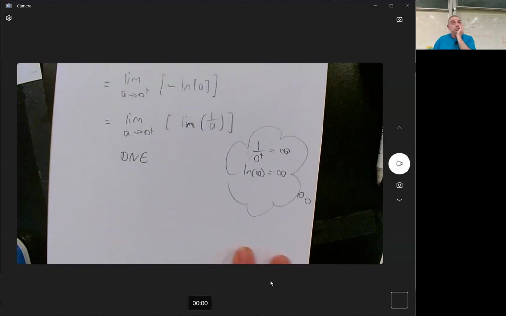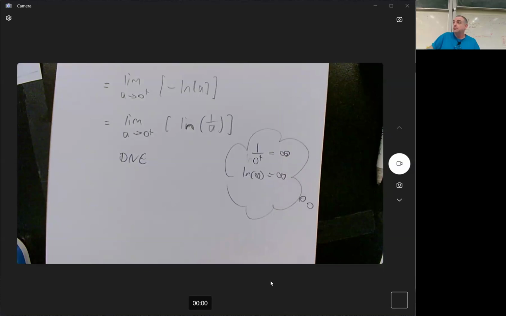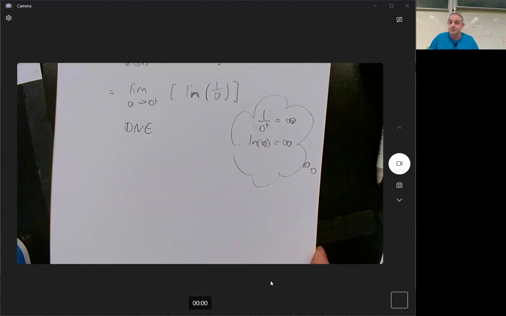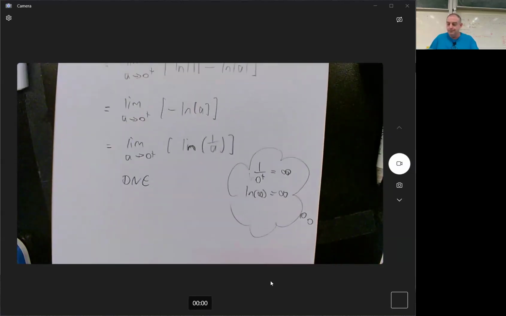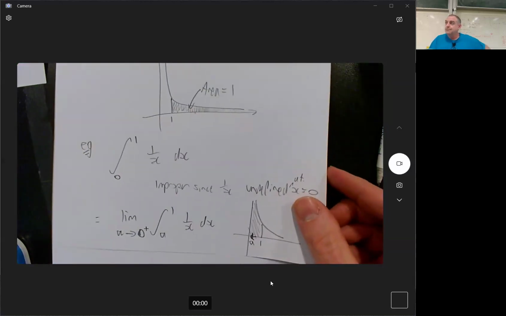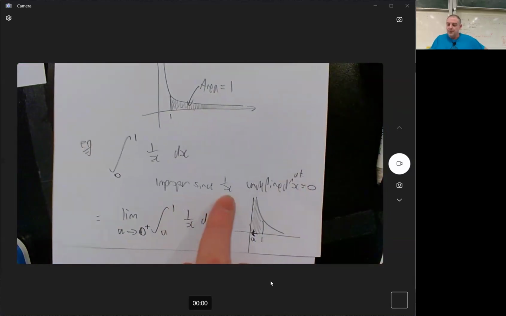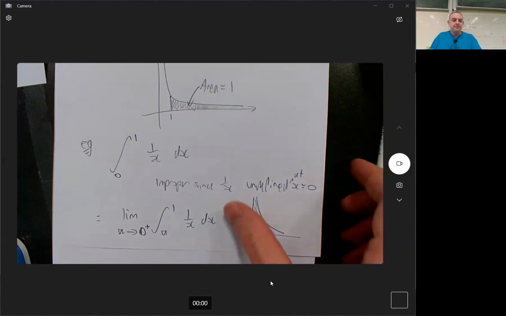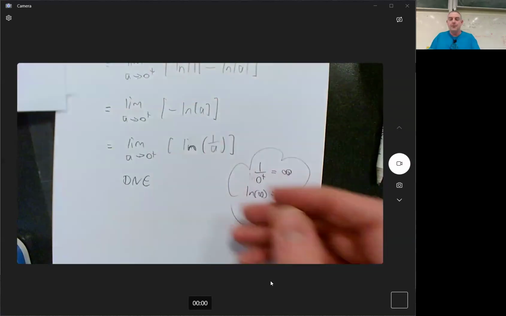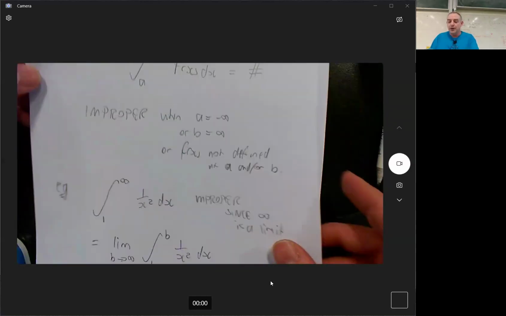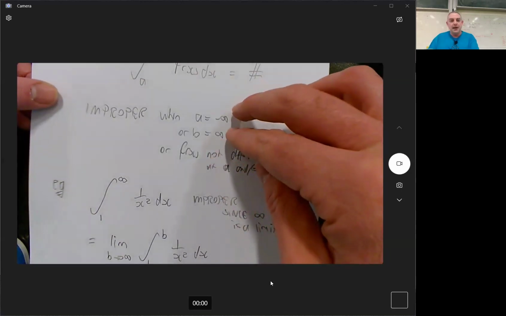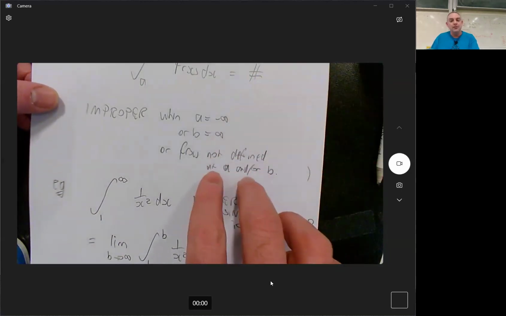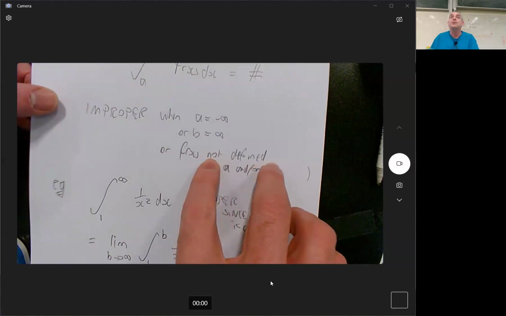I'm going to do one more. Improper since 1 on x is undefined at that spot. I'm just going to repeat that. It's really important. It's improper when the endpoints are infinity, or where the function is not defined at one of the endpoints, or both.